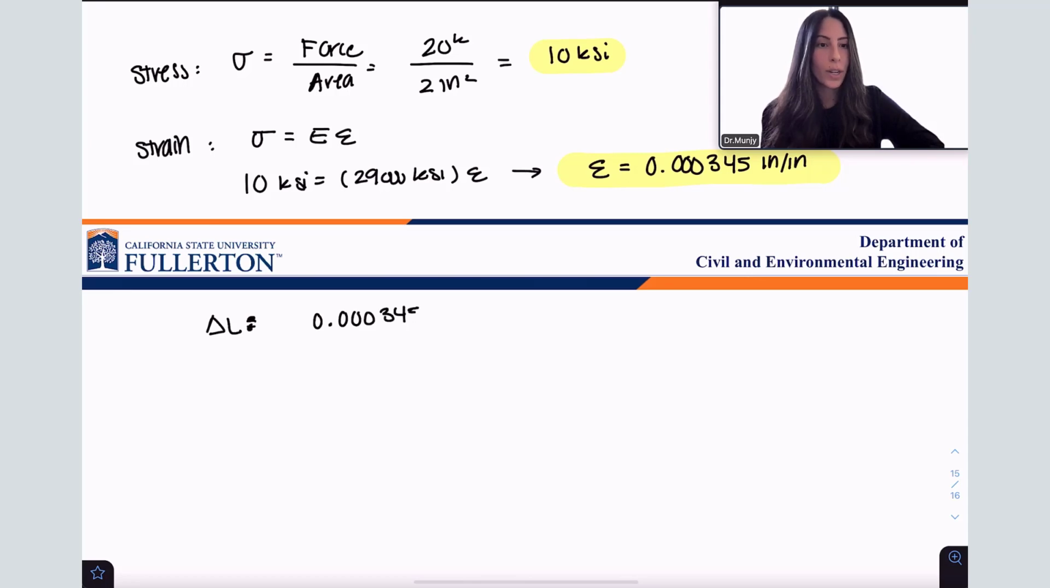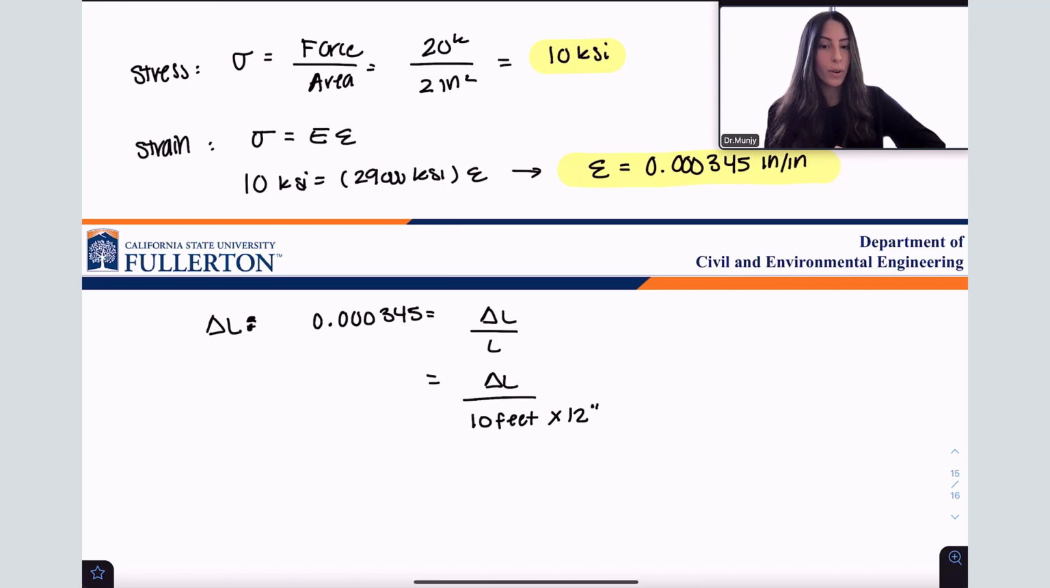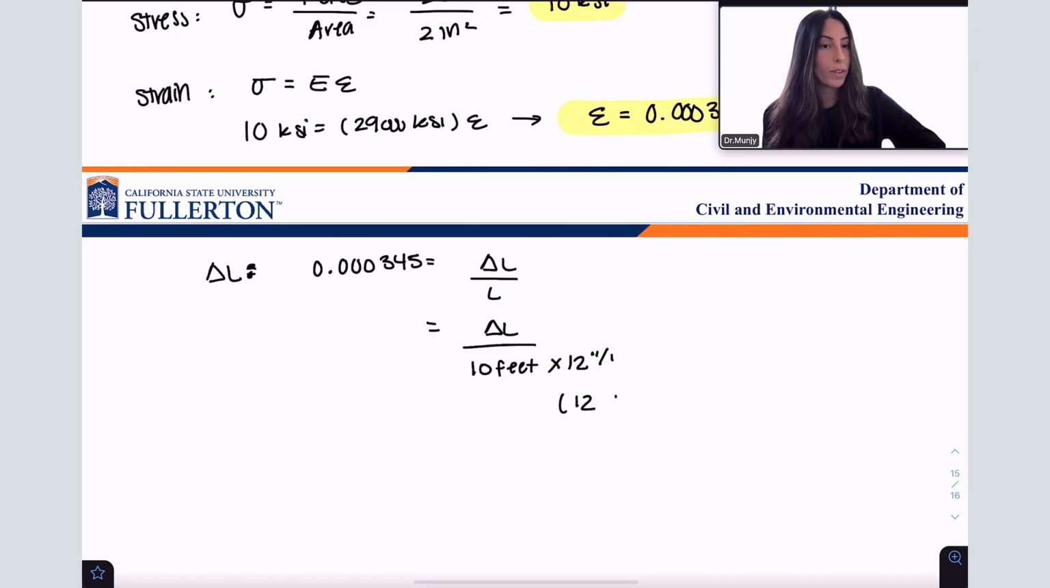So we have one more equation, epsilon is equal to delta L over L. Well, we have epsilon that we just solved for, and we have the original length L. So we can get 0.000345 is equal to delta L over 10 feet times 12 inches per foot. So make sure you're using the right units here.